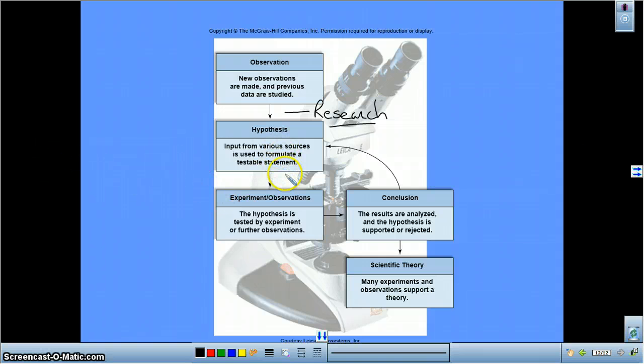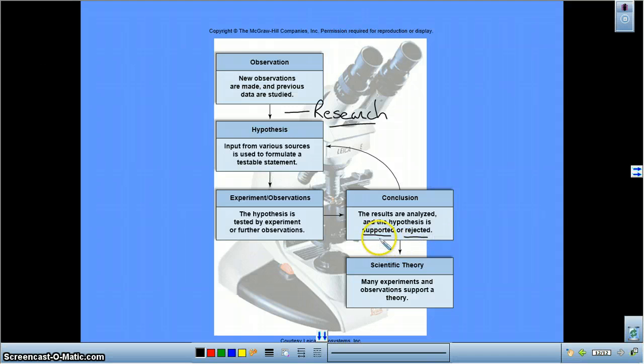A hypothesis is just your if-then statement for the most part, your prediction of what's going to happen, and it has to be testable. And then the experiment and observations, the hypothesis is tested, and it's step by step because someone else should be able to repeat that. After you look at your data and analyze it, you're led to a conclusion, and that conclusion is going to do one of two things. It's always going to either support or reject your hypothesis.